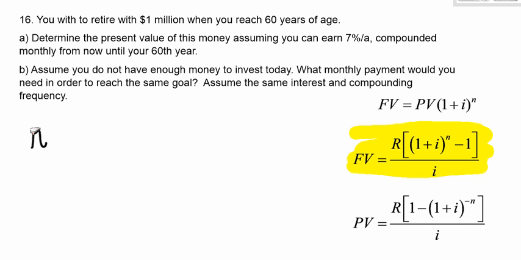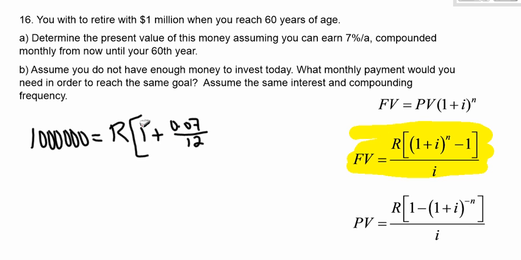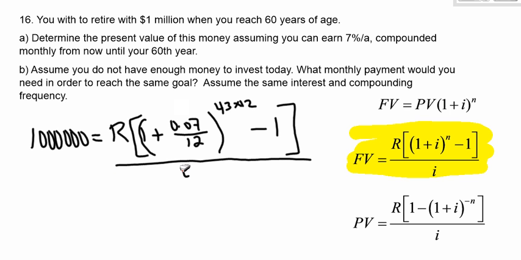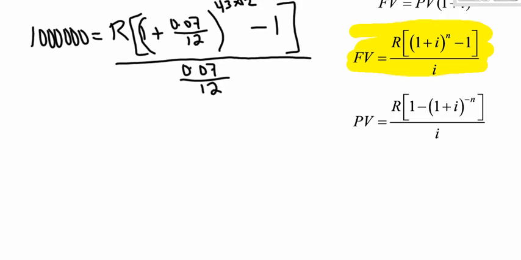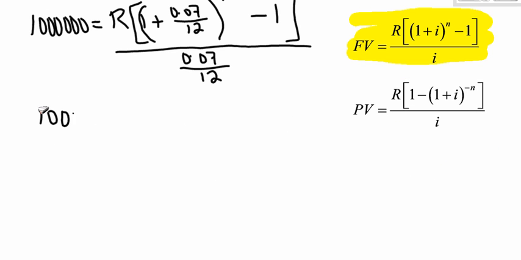So the future value, or $1 million, is equal to the regular payment, which I don't know, times a bracket: 1 plus the interest rate, 7% but monthly, raised to the exponent of 43 years, again monthly, minus 1, and I need to divide this by my interest rate, which is 7%, but again monthly. So that's the math I have to do. Now, it looks like a lot, but just take it in turn. Don't get ahead of yourself.